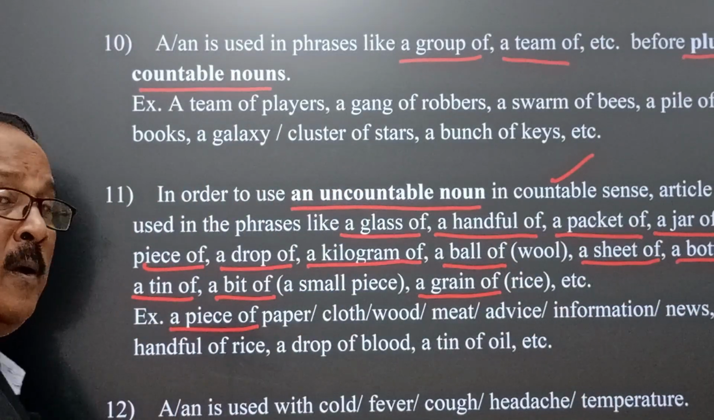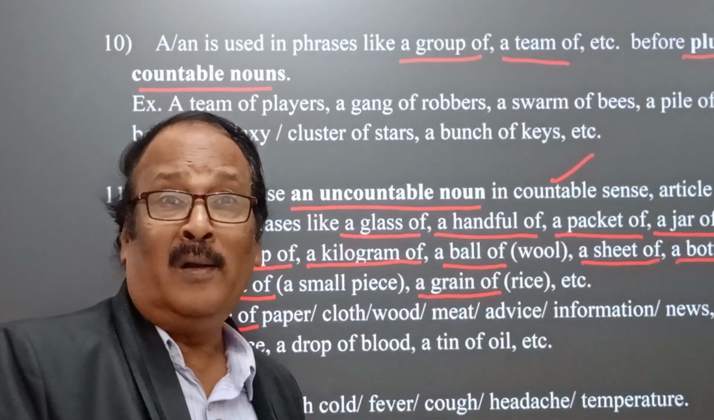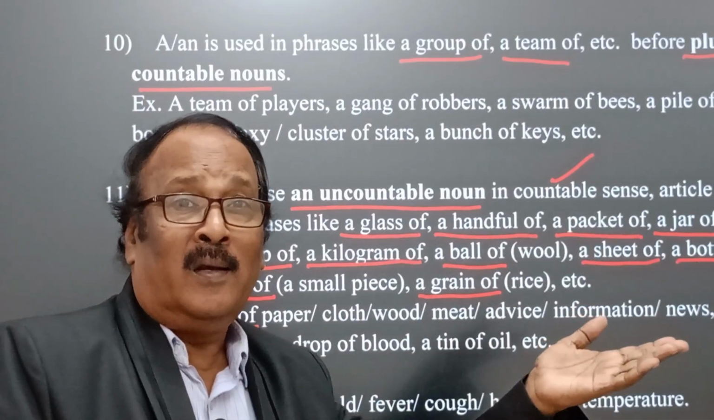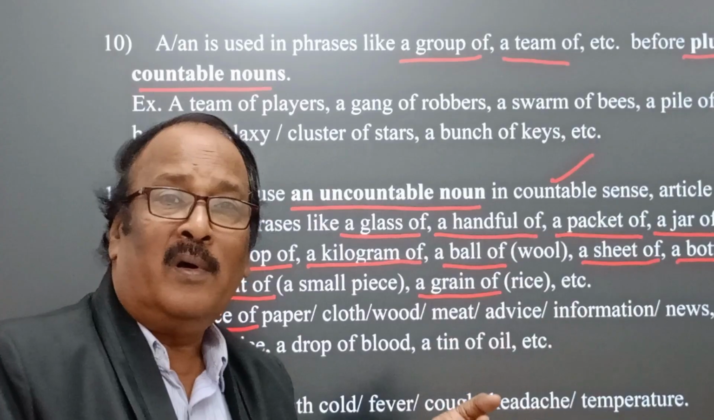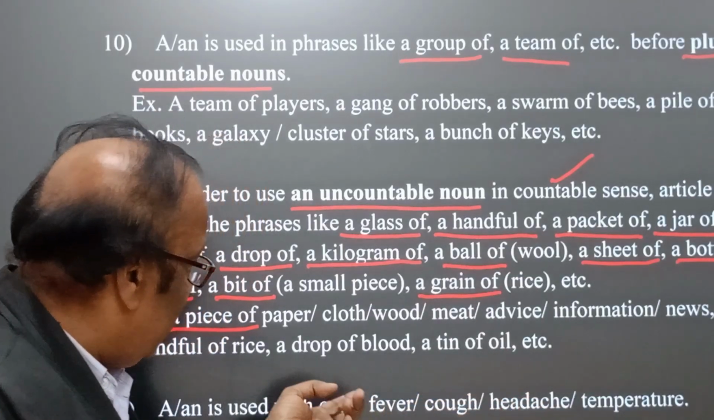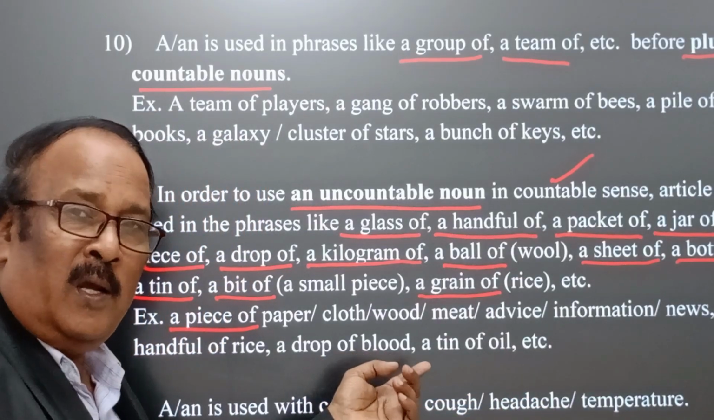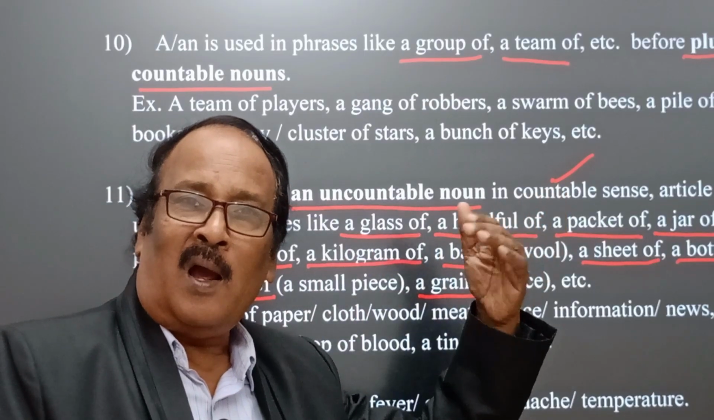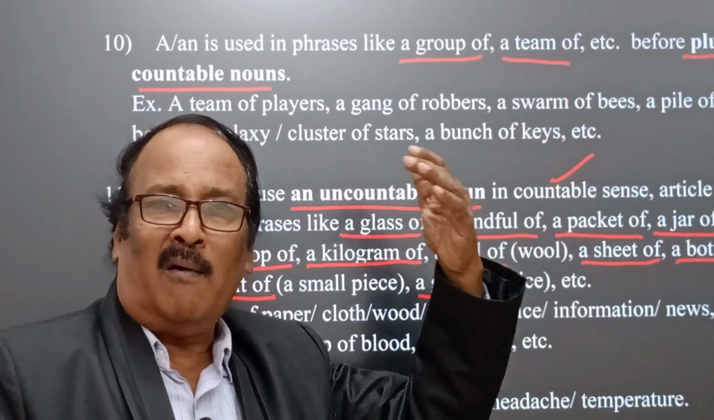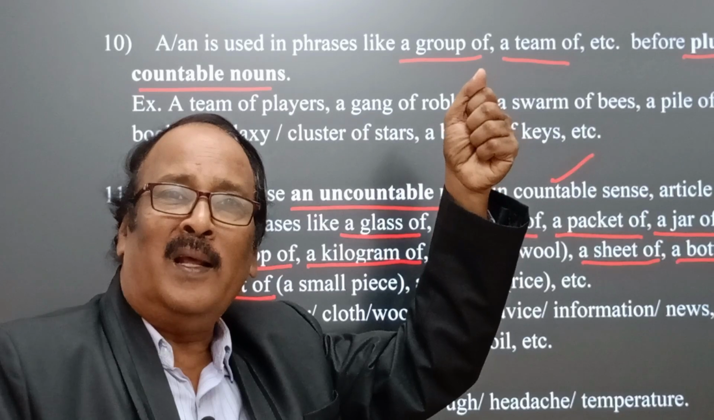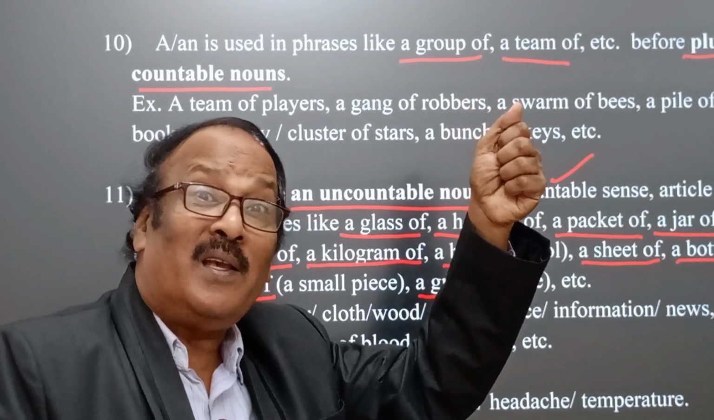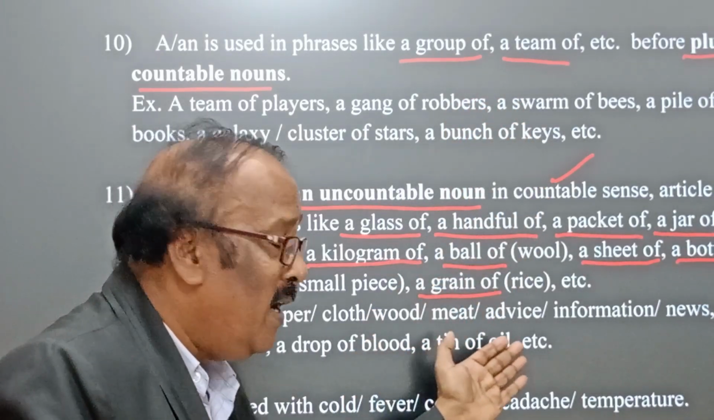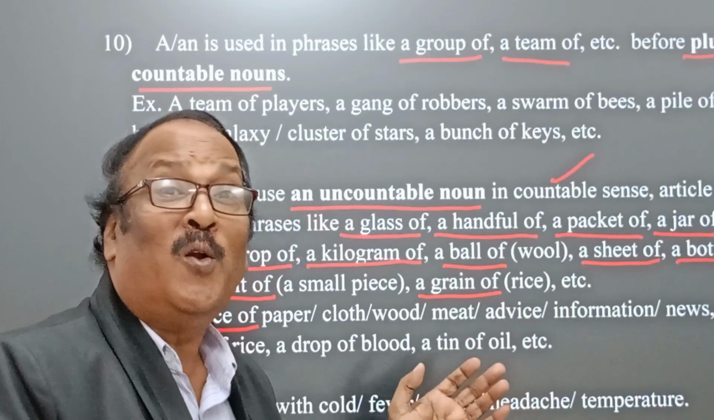A handful of rice, the beggar says. Give me a handful of rice, not a rice. You see, a drop of blood. Give me a drop of blood, I will give you freedom, our leading leader Netaji expressed. Yes, and here we find a tin of oil, not one oil.